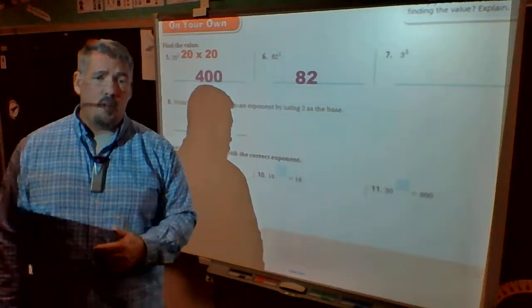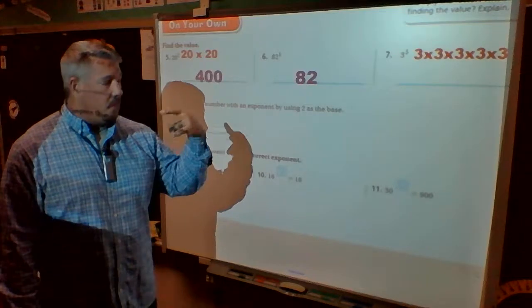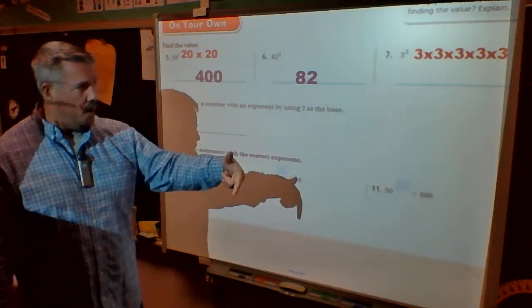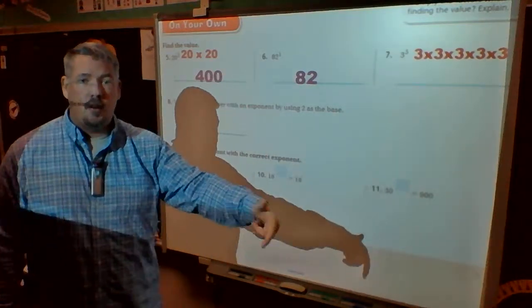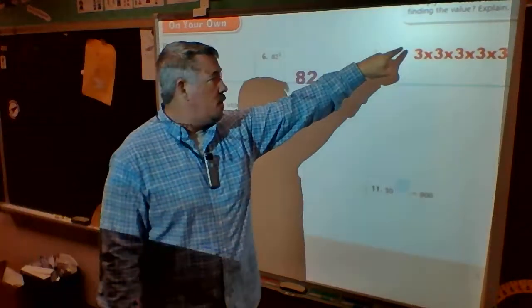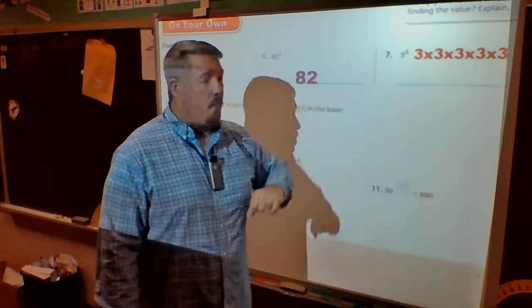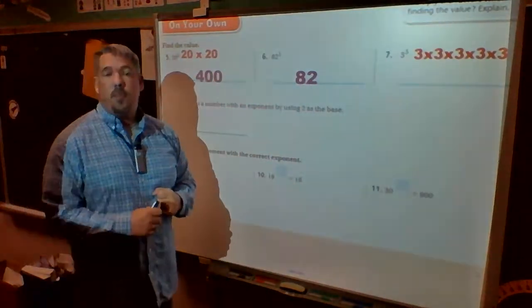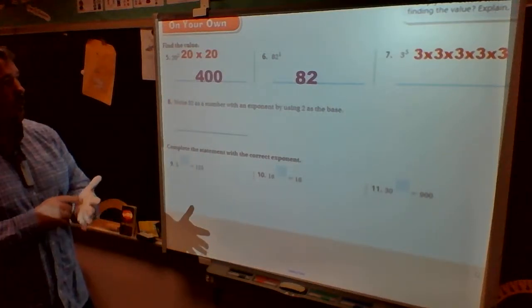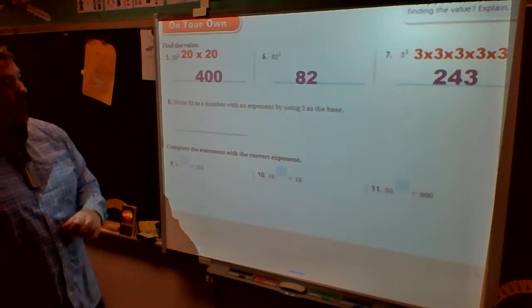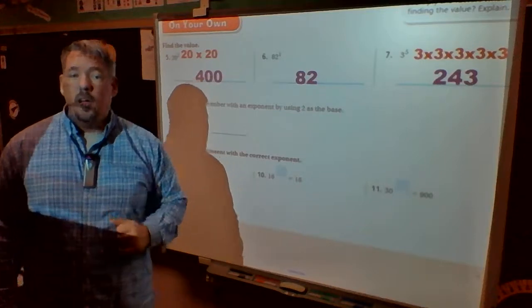So hopefully you wrote down 3 times 3 times 3 times 3 times 3. You wrote it 5 times because that's what the exponent tells you to do with that base number. Then you can type it into your calculator, 3 times 3 times 3 times 3 times 3, and you will get 243 as your value.